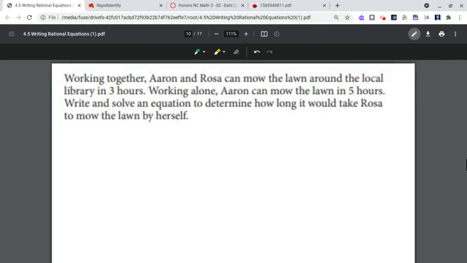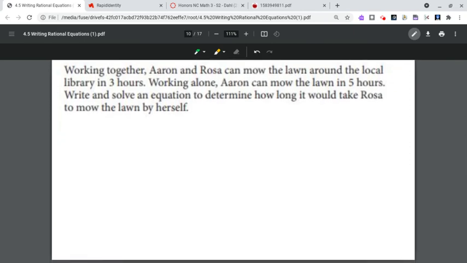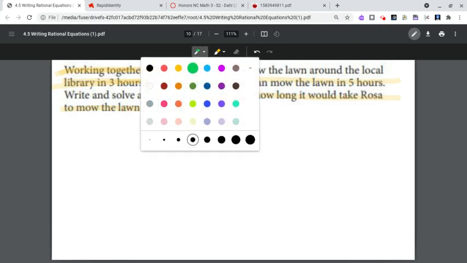Okay, another work rate problem. Working together, Aaron and Rosa can mow the lawn around the local library in 3 hours. Okay, so working together, their rate is 3 hours. Working alone, Aaron can mow it in 5 hours. Write and solve an equation to determine how long it would take Rosa by herself to mow the lawn.